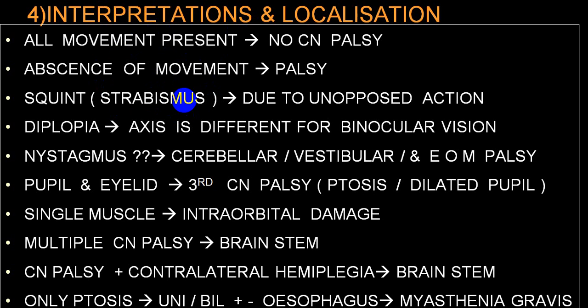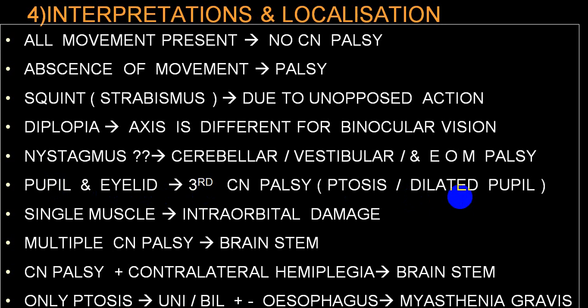And sometimes, if there is damage to the cerebellum or to the vestibular apparatus, you can have nystagmus. And occasionally in extraocular muscle palsy also, you can have nystagmus. Now pupil affected and upper eyelid affected will be seen only in the case of a third cranial nerve palsy. So when the eyelid is affected, we get ptosis, and when the pupil is affected, that is the constrictor pupillae is affected, there will be unopposed action by the dilator pupillae, which is supplied by the sympathetic system.